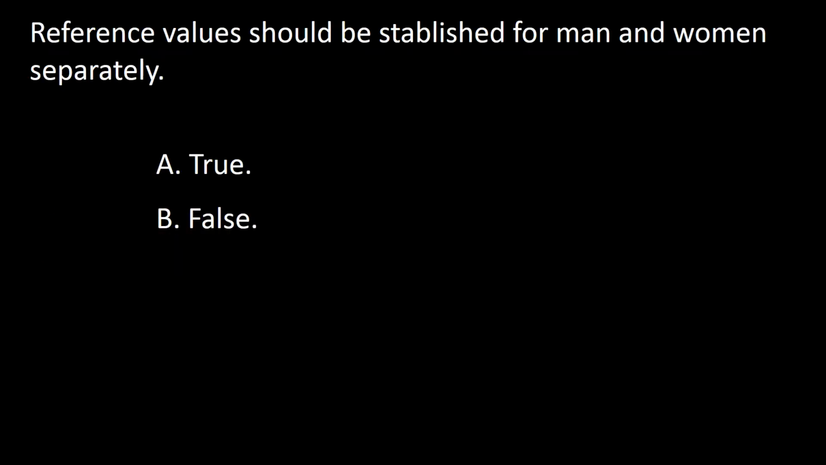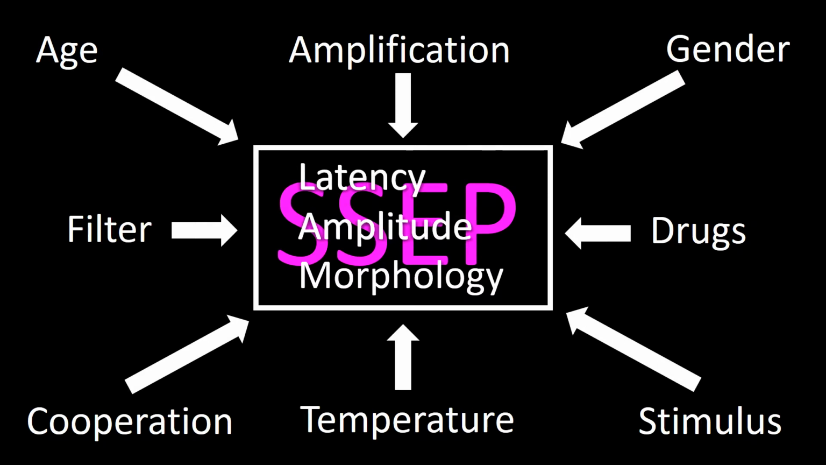The first question: reference value should be established for men and women separately. A true, B false. This general chart lists all the factors that can potentially influence somatosensory evoked potential latency, amplitude, and morphology. Gender is one of these factors.